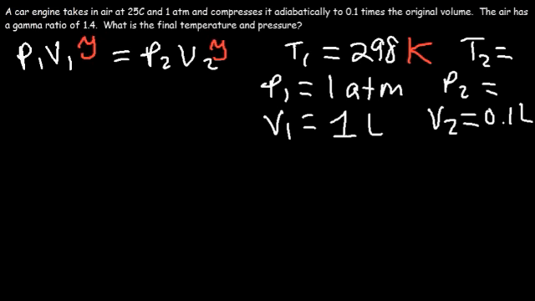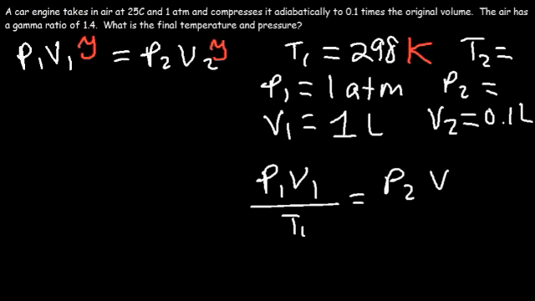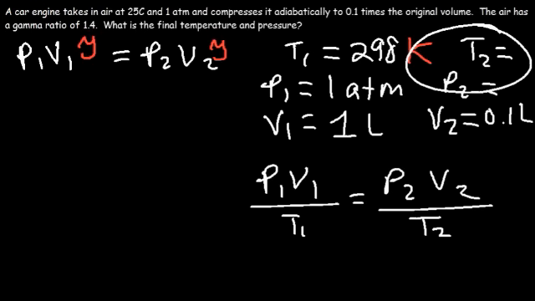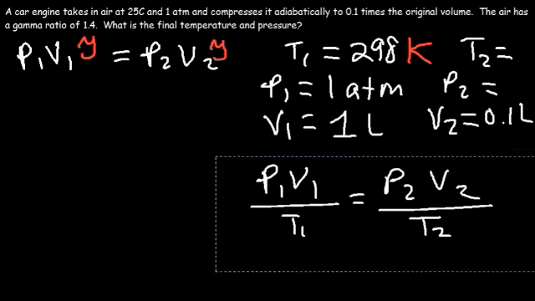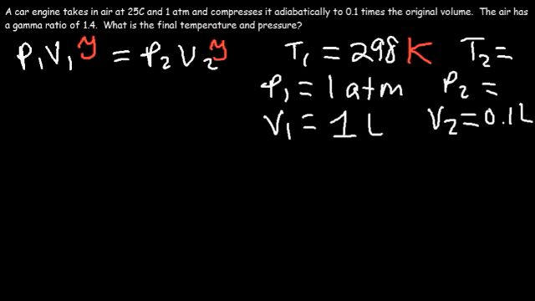Now, if you've taken general chemistry, perhaps you've seen the combined gas law equation. Now, if we had T2 or P2, we could find the missing value, but here we have two missing values. So therefore, the combined gas law won't help us. We need to use this equation to find P2, and then the other equation to find T2.